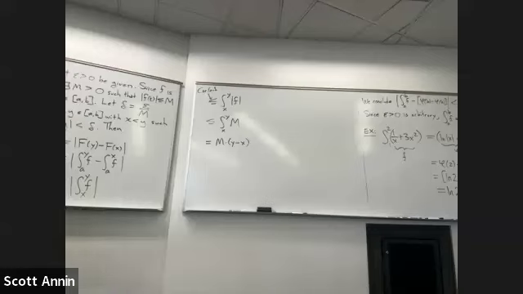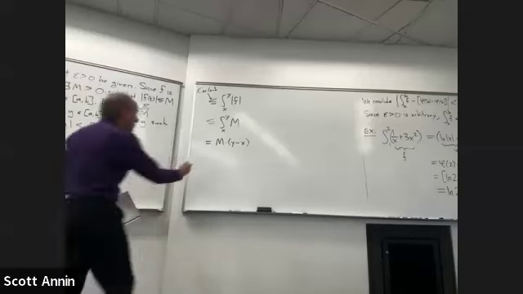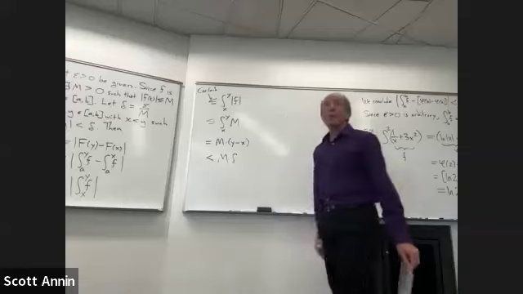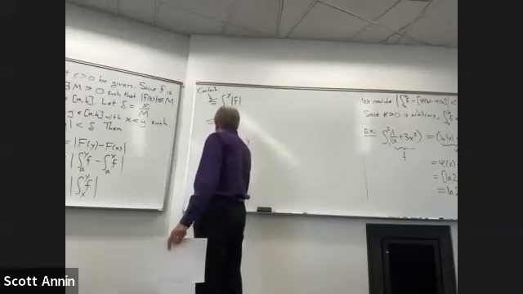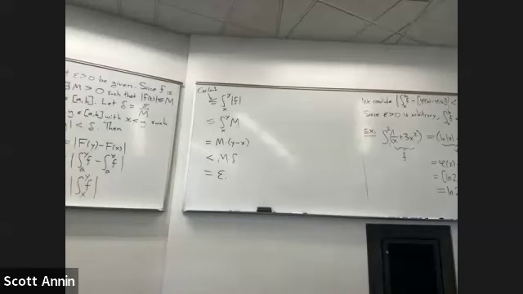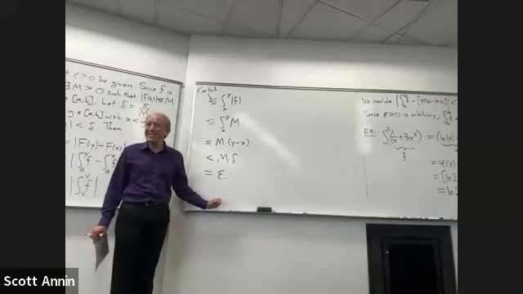And y minus x, how far apart are x and y? Less than delta, right? So this is less than M times delta. M times delta, my friends, is equal to epsilon. That's what I wanted. So the absolute value of F of x minus F of y is less than epsilon, isn't that great?